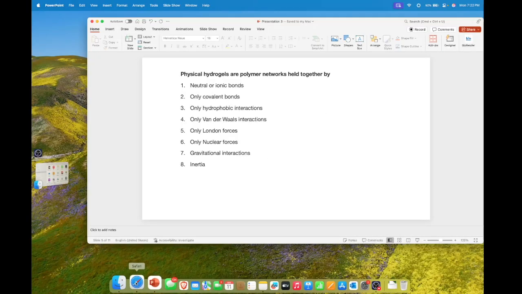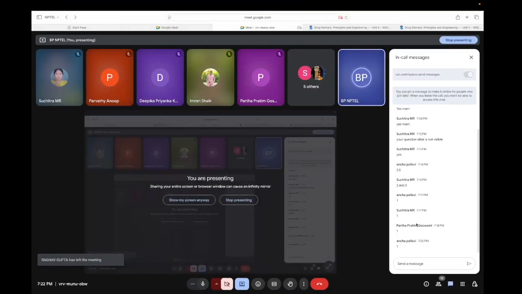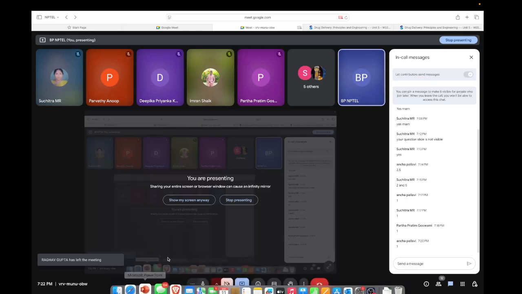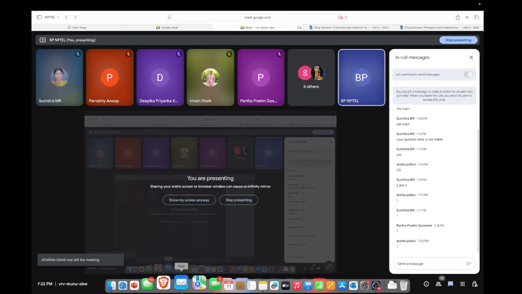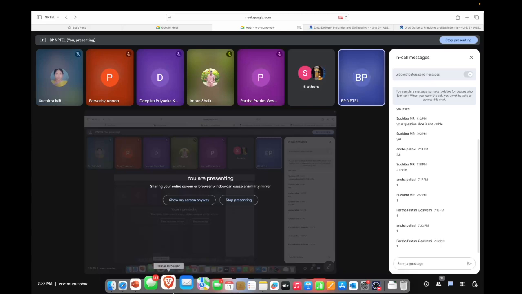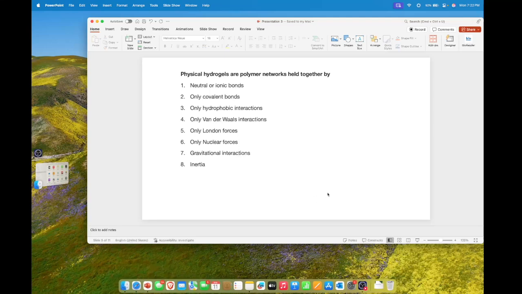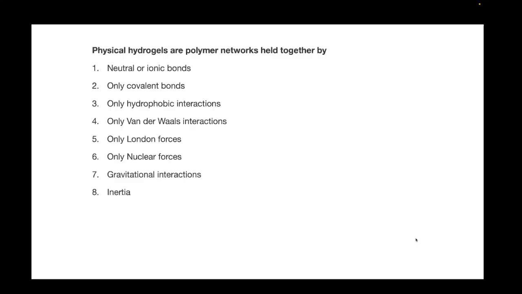Has anybody answered? Which of these? Option 1. Option 1 again. Anybody else would like to answer? Which of these do you think physical hydrogels are held together by?